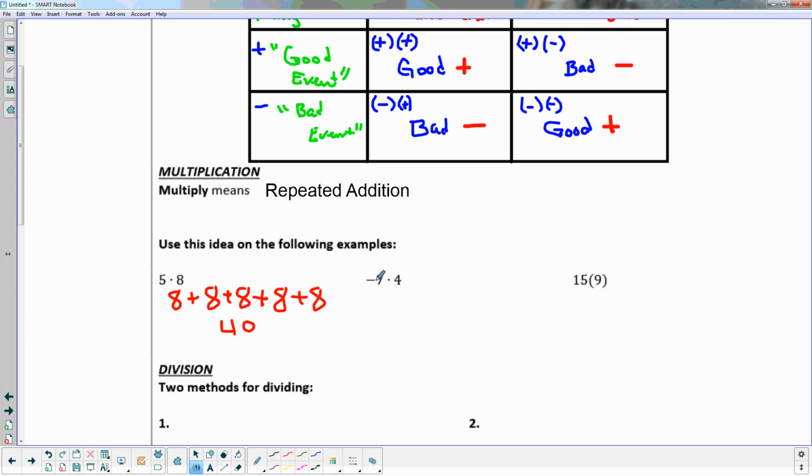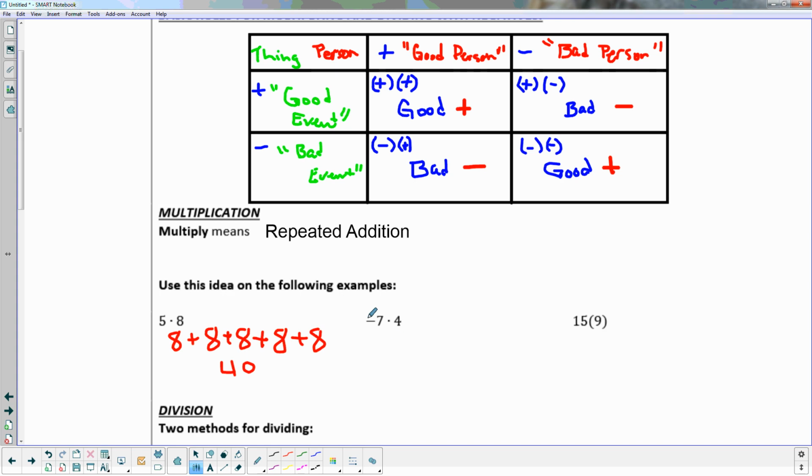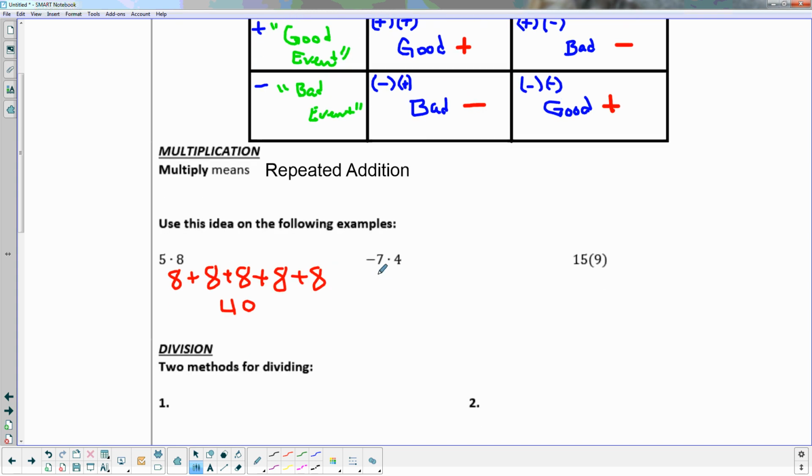Whenever I have a negative, I'm not really going to focus on that. I can do two things. I can either keep that negative every single time, or just use my little chart up here. This is a negative times a positive, so negative times a positive is right here. I know that my answer is going to be negative. That's another way I could go at it. Or I can just think, I want to do that negative 7. I want to add it to itself 4 times.